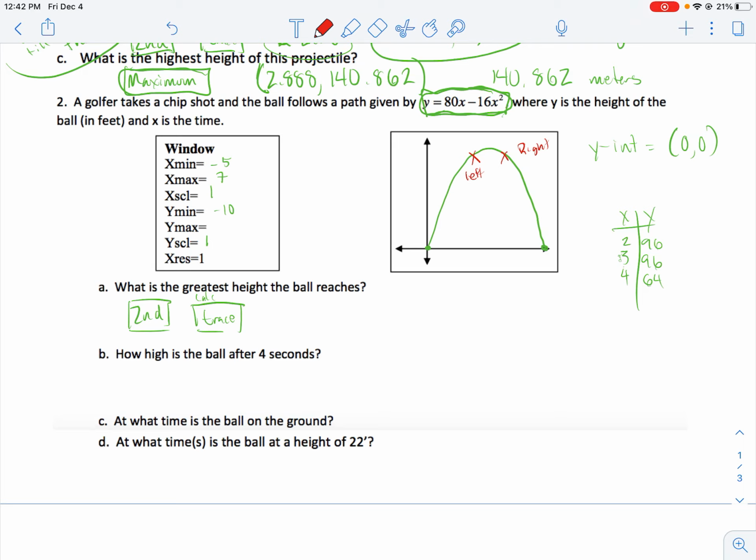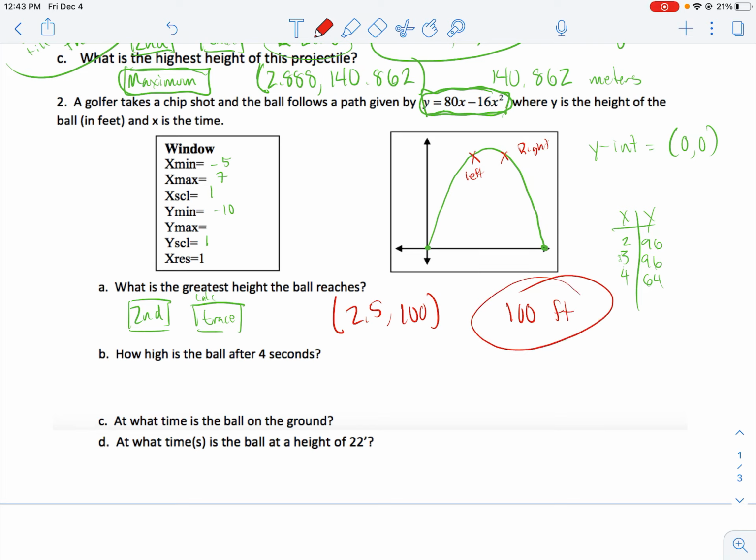And then we'll put our guess somewhere in the middle. I'm getting a maximum, or a vertex, I'm sorry, my vertex is 2.5, comma, 100. So what is the greatest height the ball reaches? We don't want to put that point there, but we want to say 100 feet in the air.